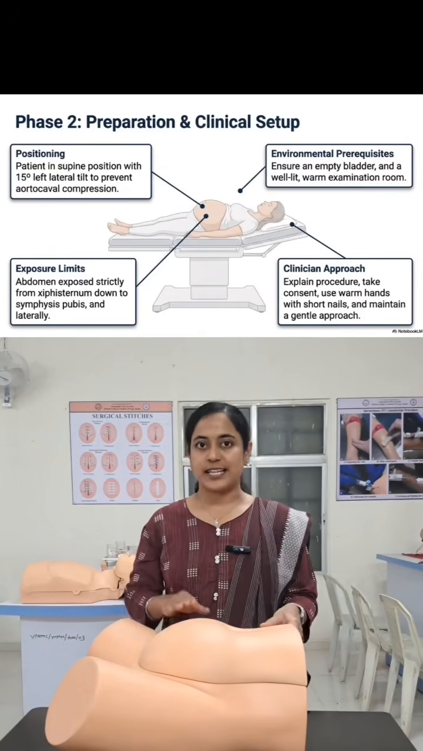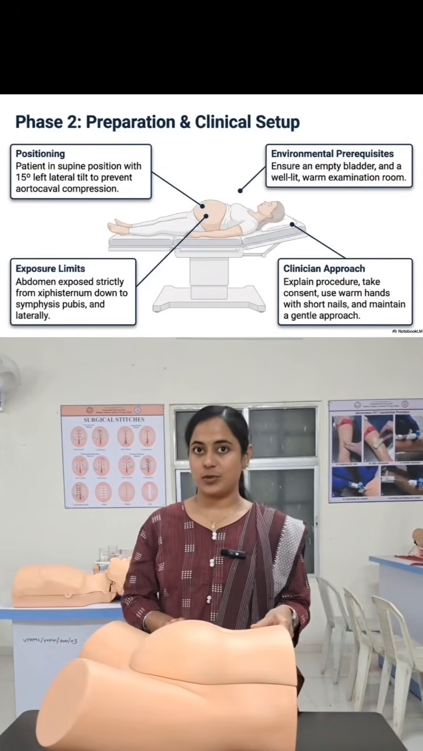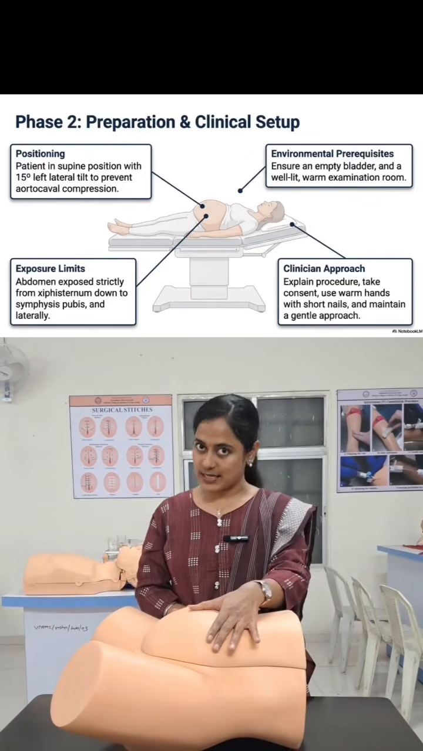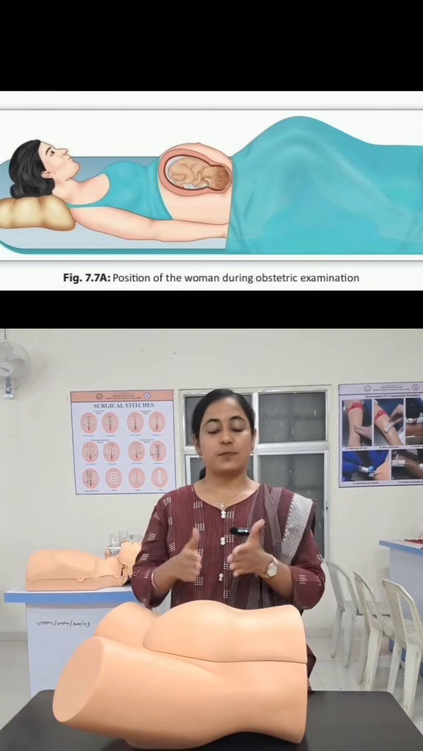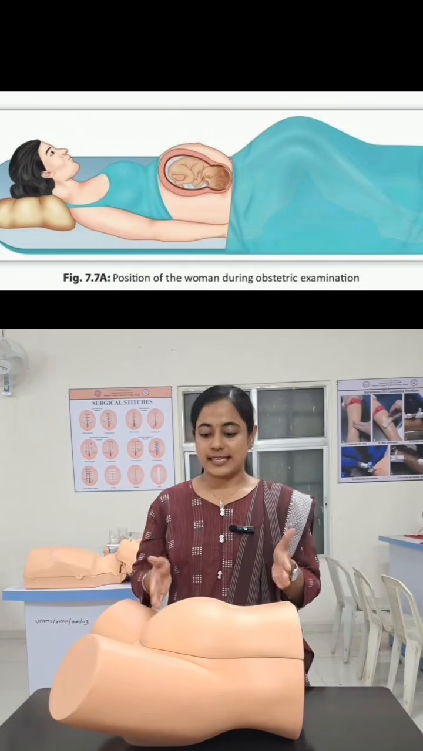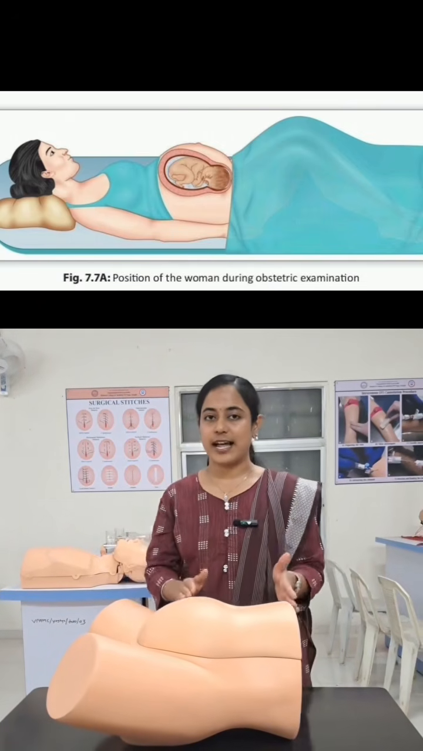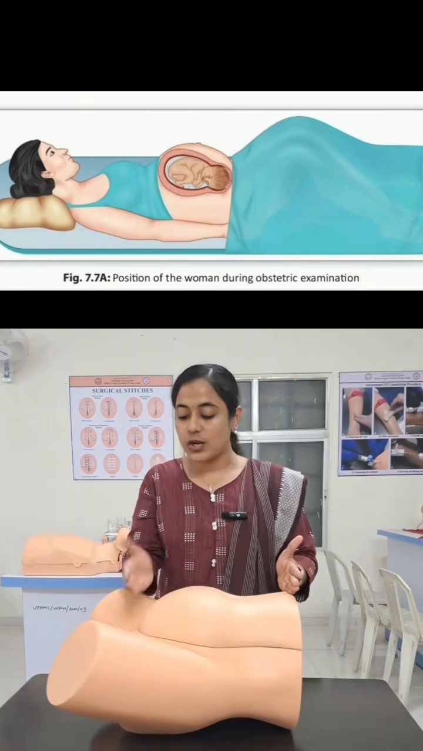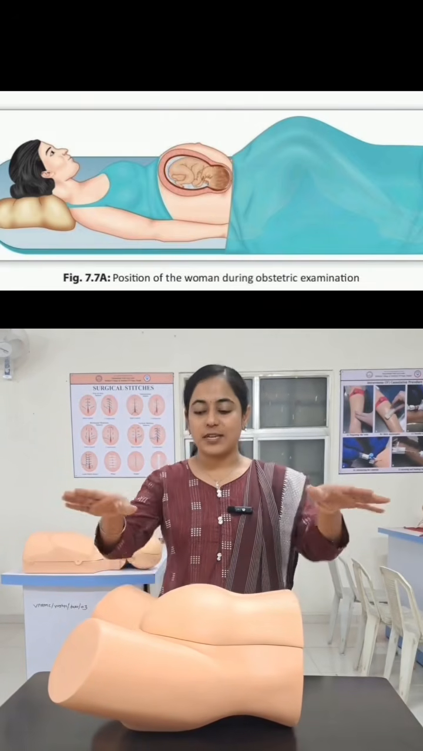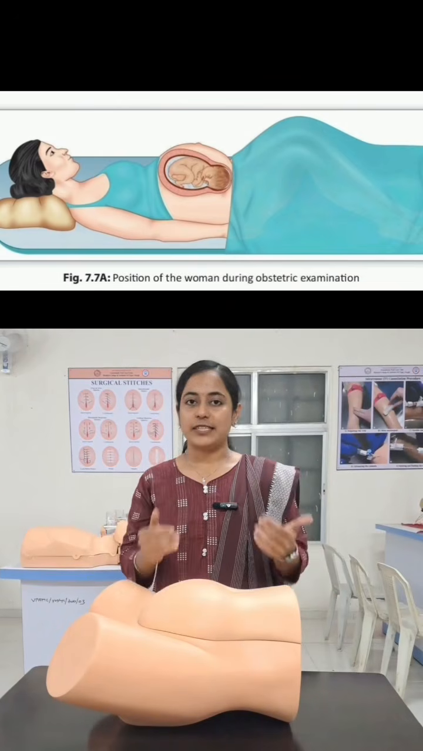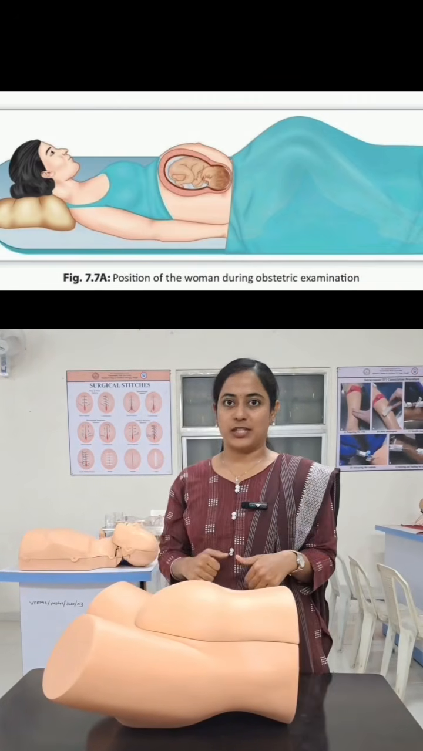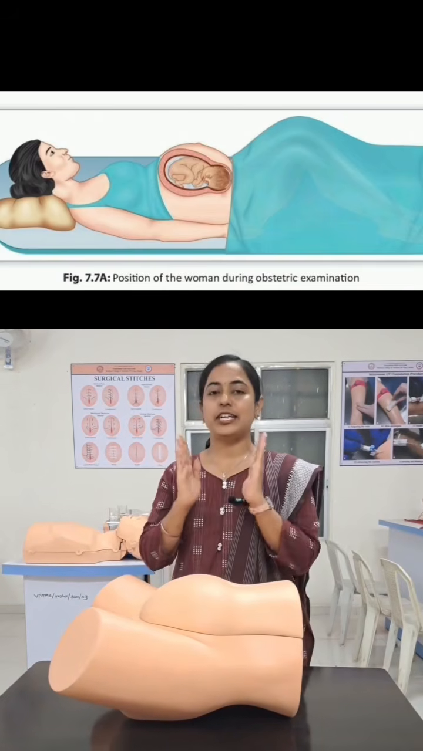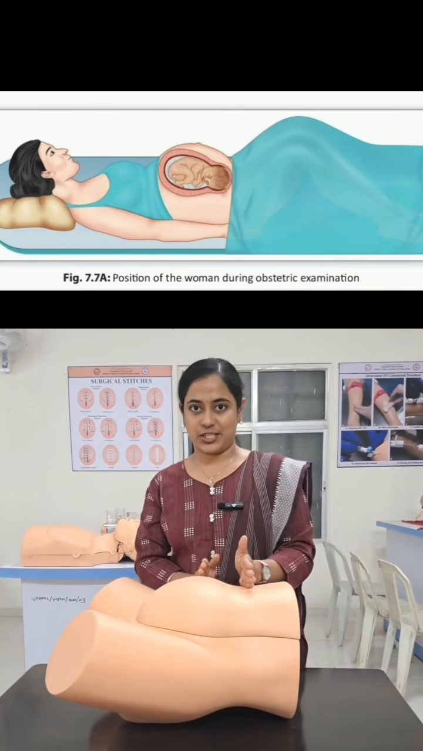Then give the position, that is dorsal position with slightly knee flexed position to relax the pelvic floor muscles. After that, expose the area to be examined, as we are going to assess here the fundal height and etc. So expose the area from xiphisternum to the pubic symphysis and cover the remaining area. After that, you stand on the right side of the patient, and if you have a cold hand, make it a warm hand, and with a gentle touch start the examination.